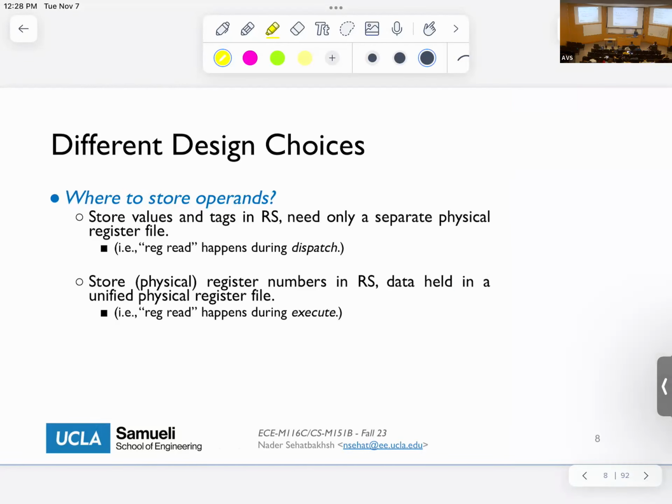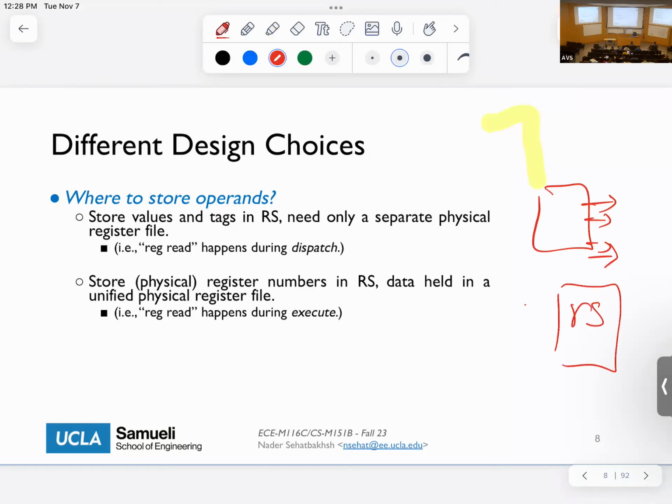Another thing that you might wonder is where we exactly store the operands. When you're reading our physical register file and get these values, I told you that this goes into my reservation station, and then I'm putting these values here. And I also told you that when the instruction is complete, this is forwarded back and updates these values inside the reservation station. So this is the idea that we go after.